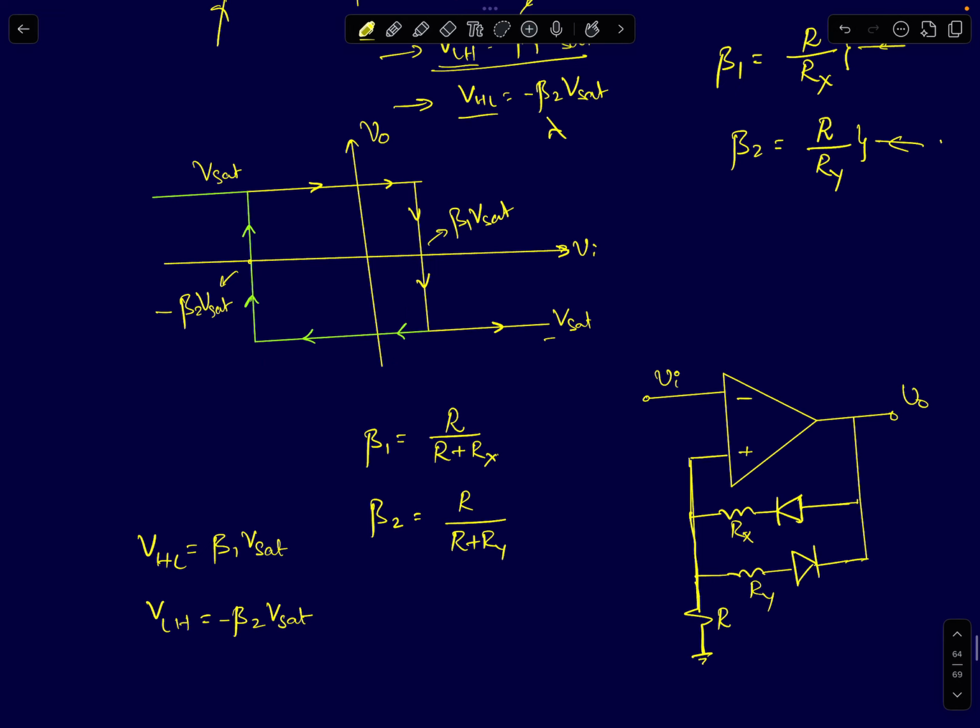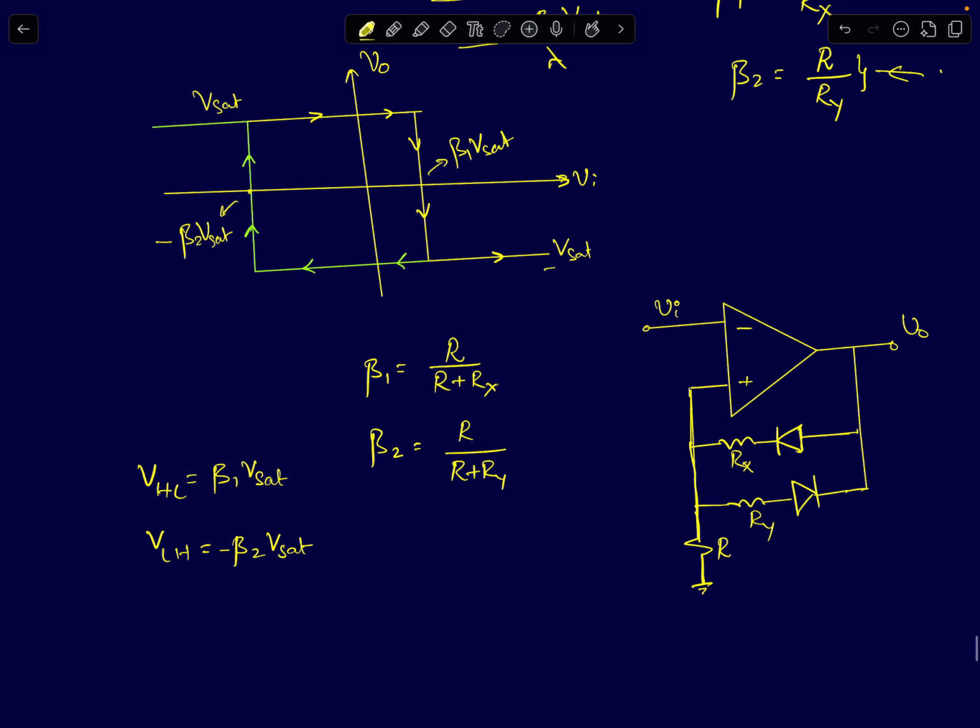Similarly, in case of a non-inverting Schmitt trigger, the factors beta 1 and beta 2 are given by R by R1, but here R is in the feedback path, connected to the non-inverting terminal. So the factors beta 1 and beta 2 are known. All I'm trying to say is that there will be two independent variables, and two independent equations with two unknowns.